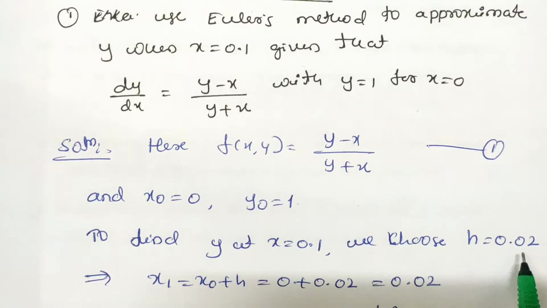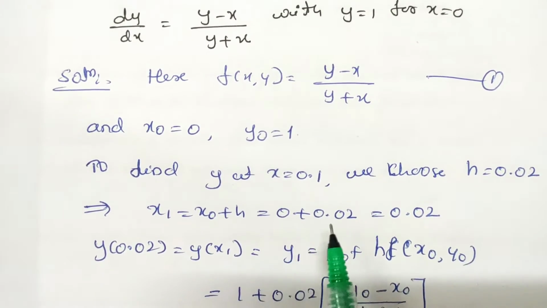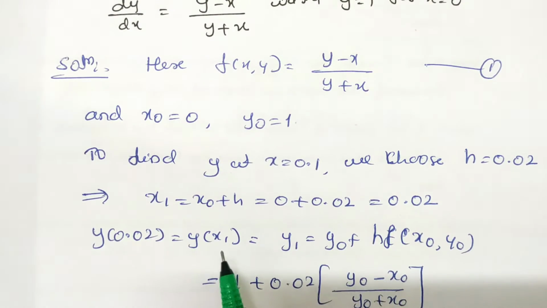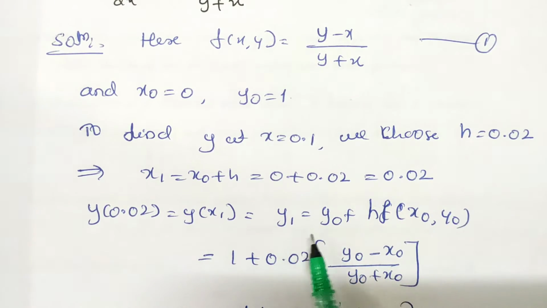So now this implies x1 equals x0 plus h, that is 0 plus 0.02, which equals 0.02. Now y at 0.02 is nothing but y at x1, that is y1. You have to use the formula y0 plus h into f of x0, y0.